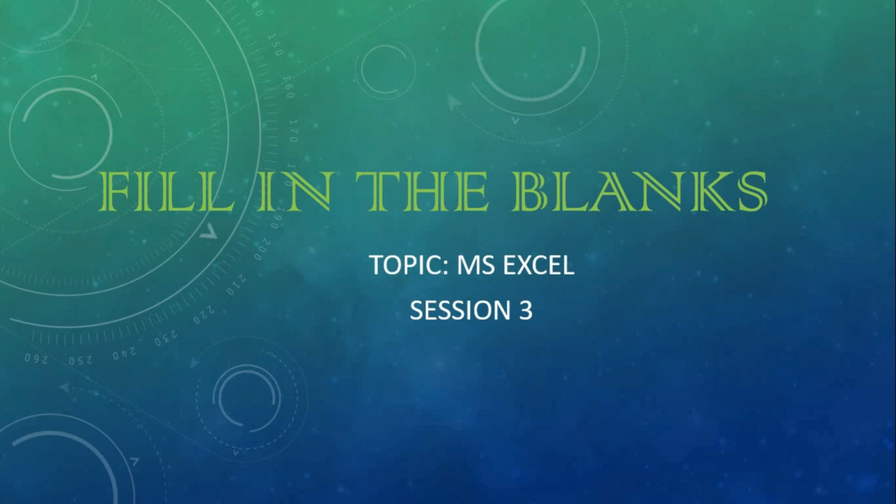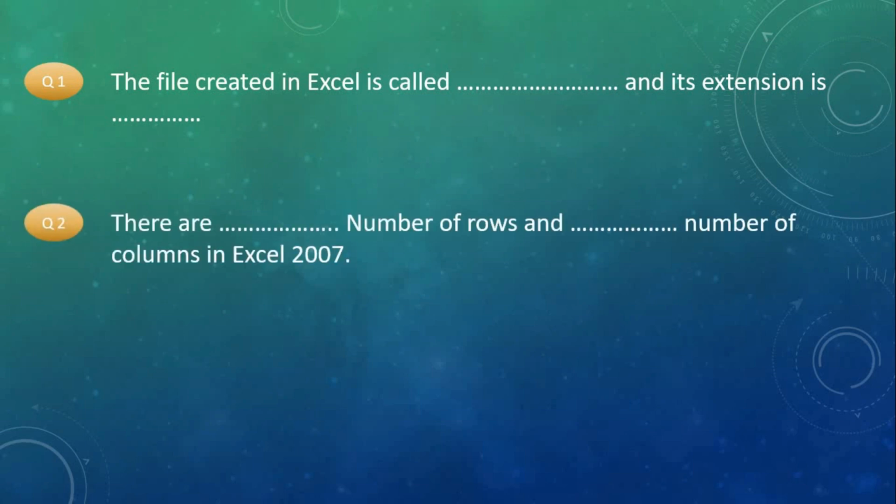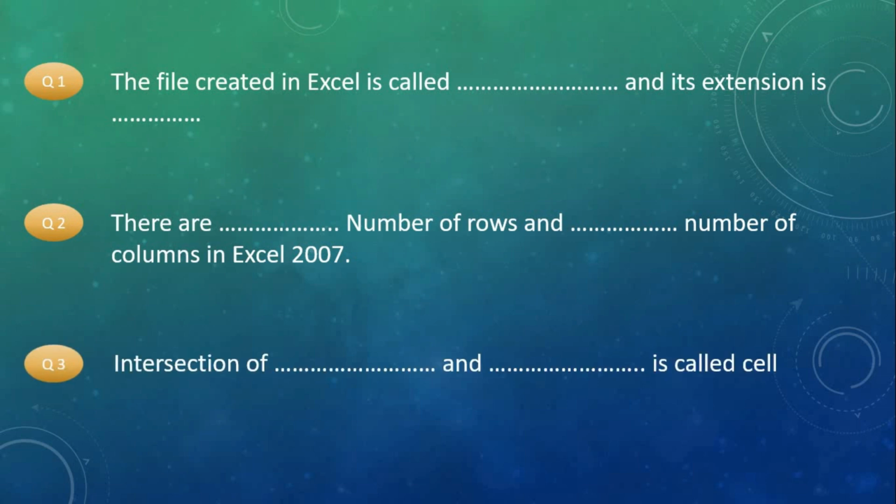Fill in the blanks, topic MS Excel, session 3. First question, the file created in Excel is called dash and its extension is dash. Second one, there are dash number of rows and dash number of columns in Excel 2007. Intersection of dash and dash is called cell.